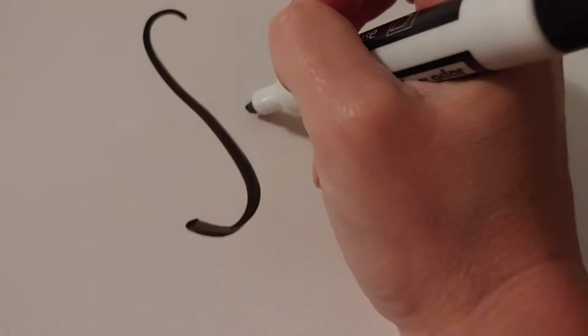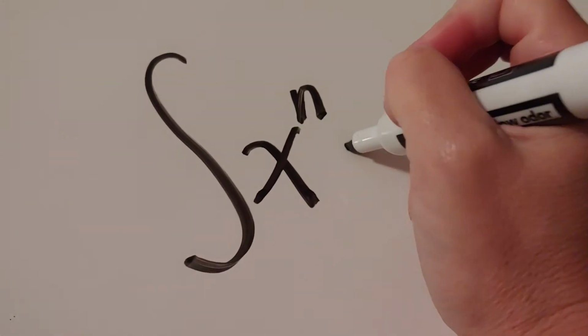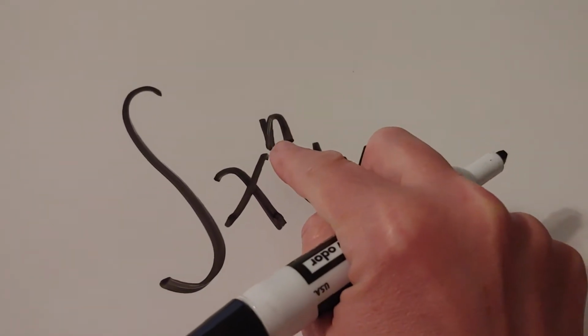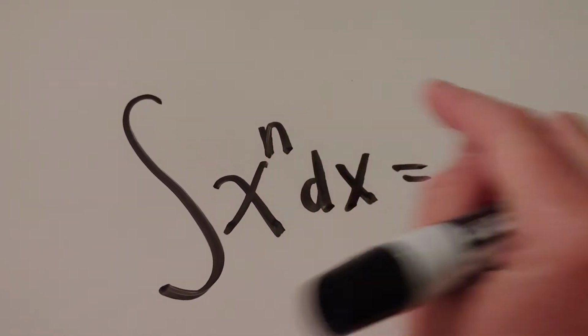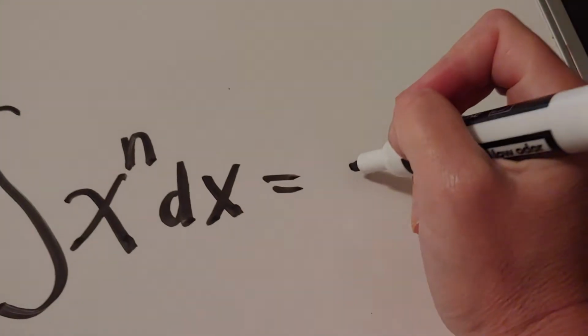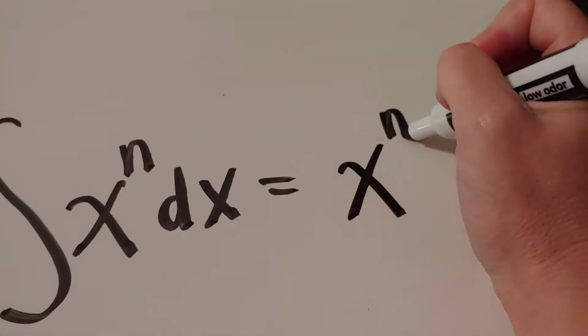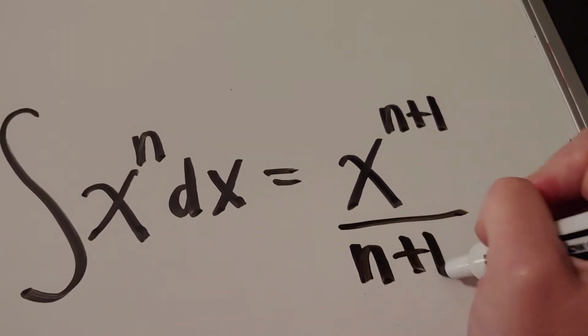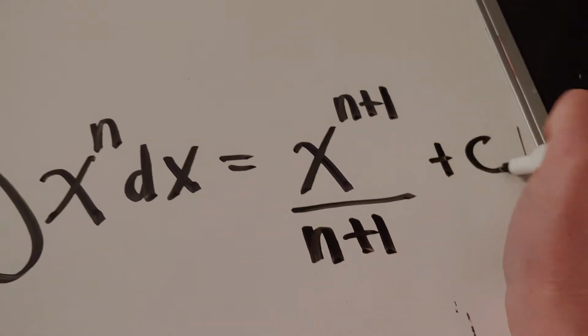Our rule is whatever our exponent is, which here is the letter n, but this could be a 2, a 5, a -6, whatever that exponent is, we're going to add 1 to the exponent and then divide by that new exponent. And then, of course, plus c.